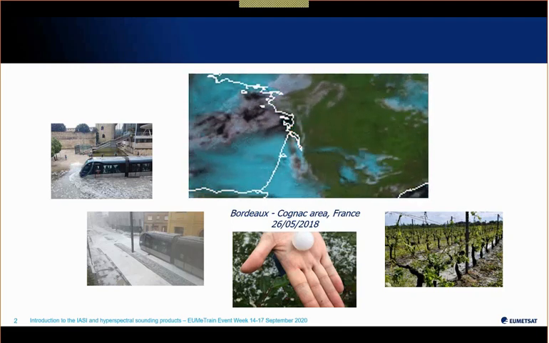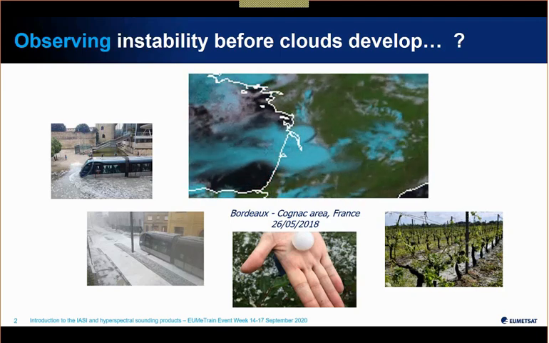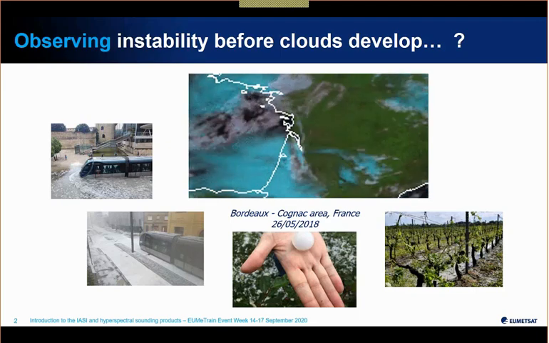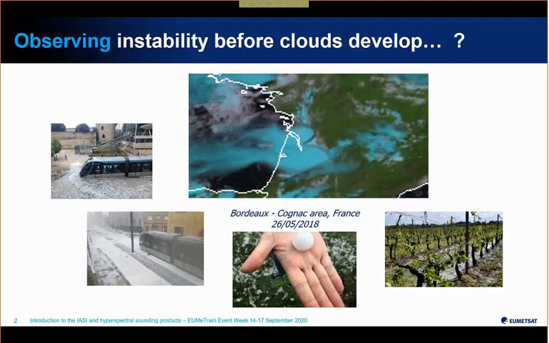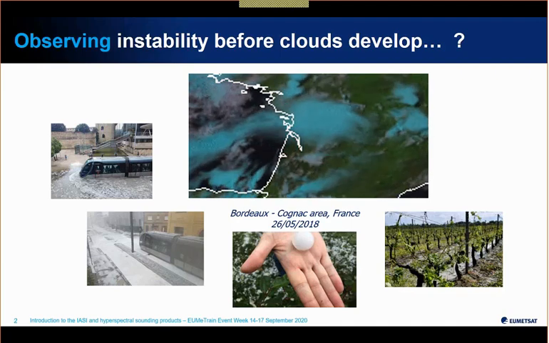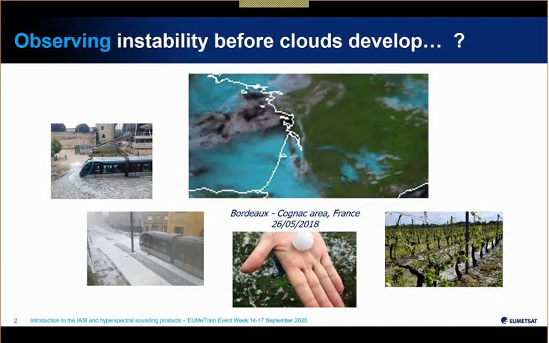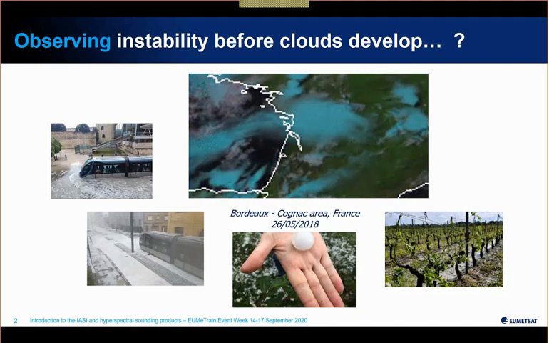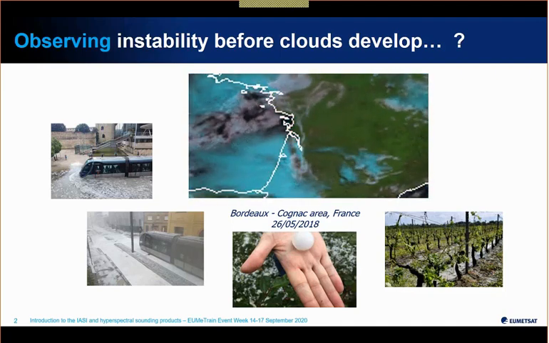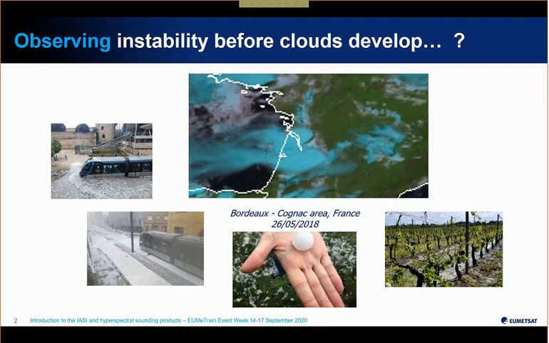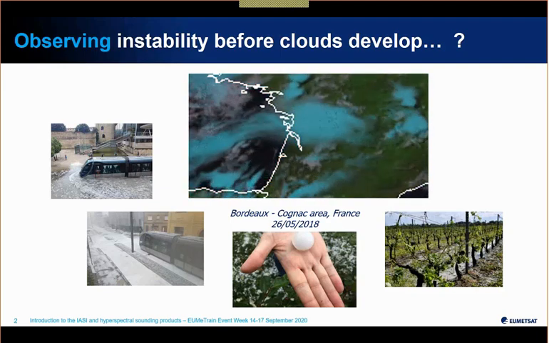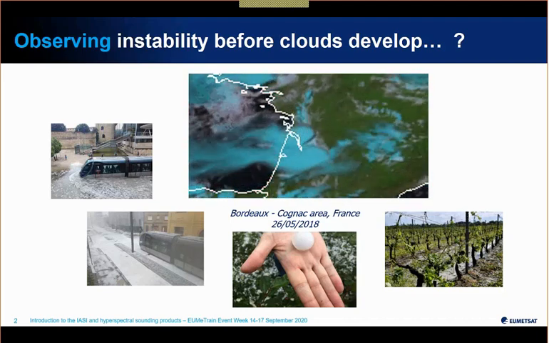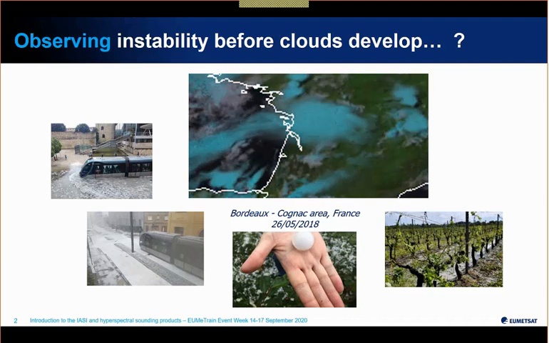One thing we will try and address today with the EASI Level 2 data, and the reason for this introduction, is to see how we can use this data to observe and monitor instability before the clouds develop, because this is so far the traditional way for forecasters to monitor such situations. The hyperspectral sounders, which is the family to which EASI belongs, are there to help detect pre-convective situations before the clouds develop. This will be one main topic of the talk today.